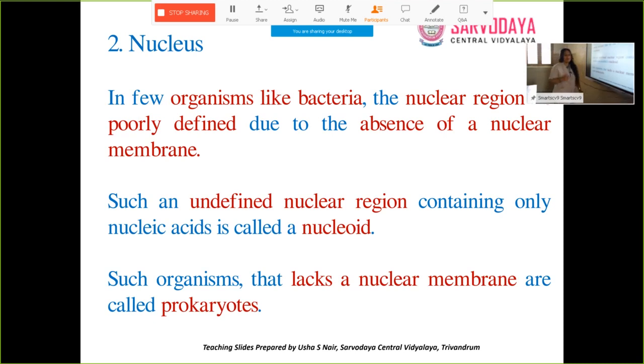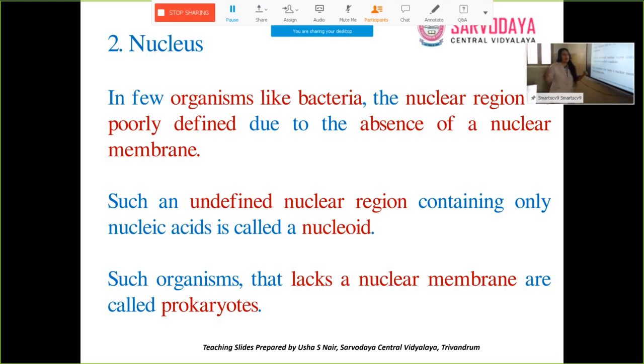Okay, let's come back. In a few organisms like bacteria, the nuclear region is poorly developed. They don't have a proper nuclear region, because of the absence of nuclear membrane. Such an undefined nuclear region containing only nucleic acids is called a nucleoid. Nucleic acids are DNA and RNA, which together constitute the nucleic acids.